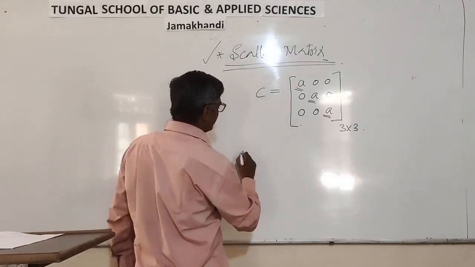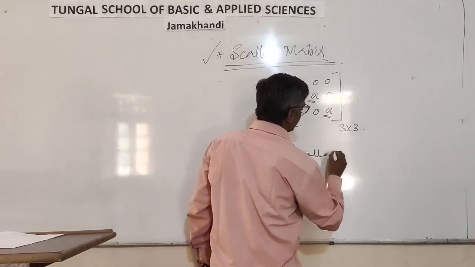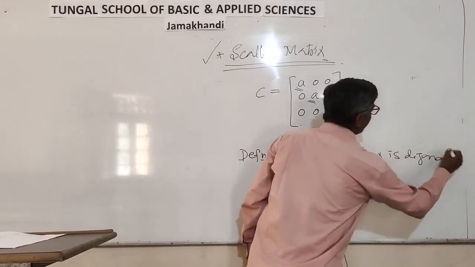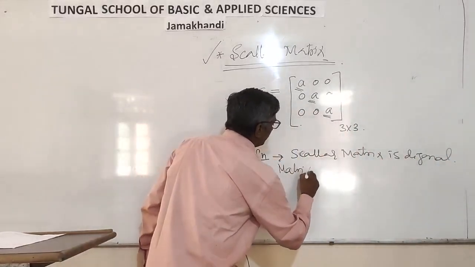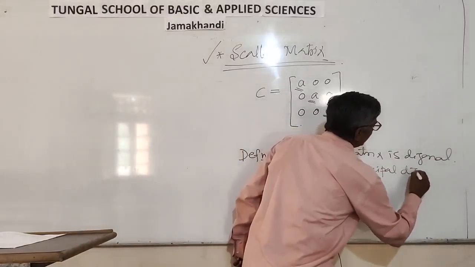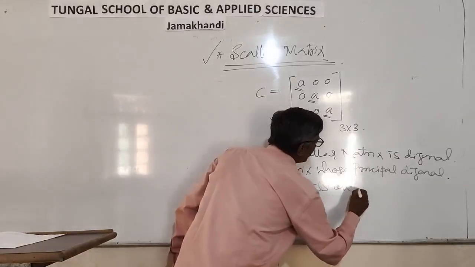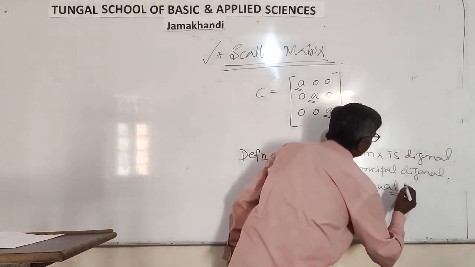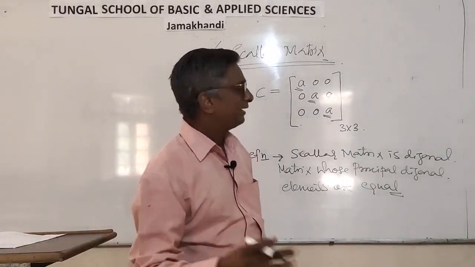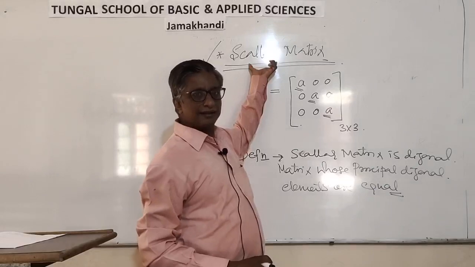If you want the definition, a scalar matrix is a diagonal matrix whose principal diagonal elements are equal. In our example, the principal diagonal elements are equal to A. Then this matrix we are calling as scalar matrix.